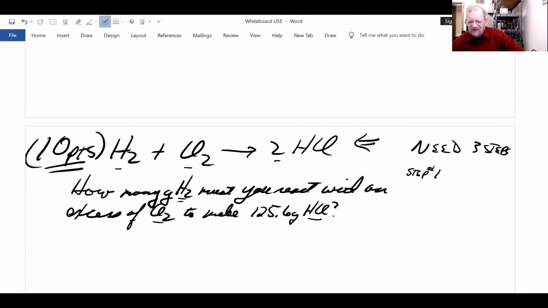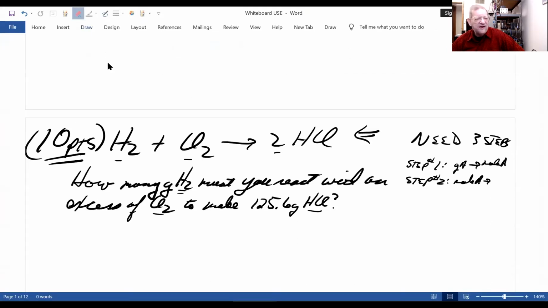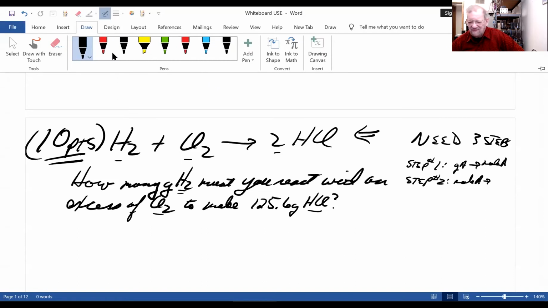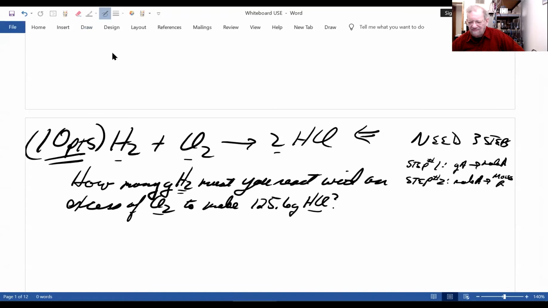You'll need 3 steps. Step 1 is grams A to moles A. Step 2, moles A to moles B. Sorry about that. Hold on. Let's see if I can make it smaller so you really can't read it. And step number 3, moles B to grams of B. And it's your turn to have some fun. Have fun, please. I insist.